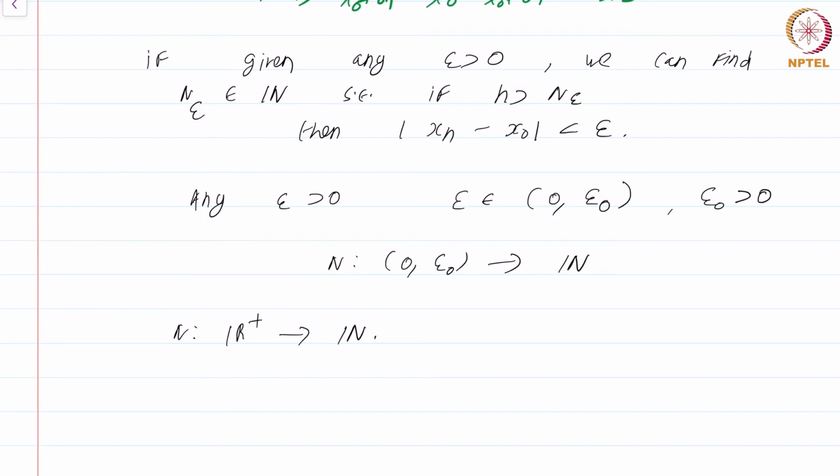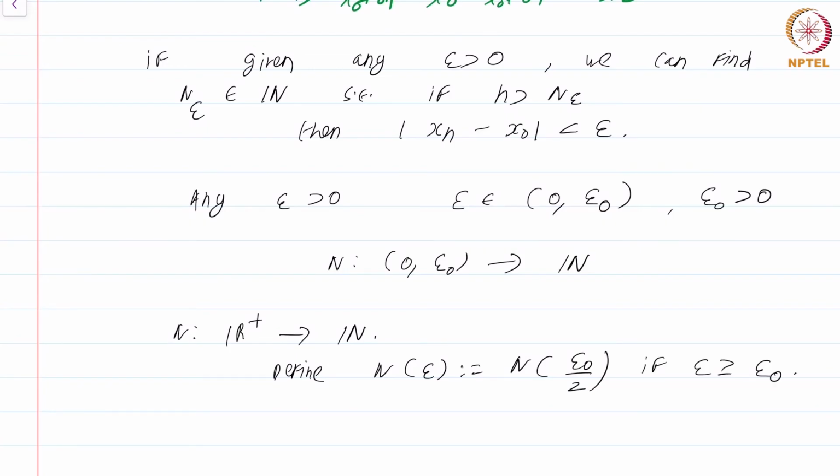I hope you got how to proceed from N from (0, epsilon naught) to the natural numbers, all the way from N from R plus to N. Well, all you do is define N of epsilon to be N of epsilon naught by 2 if epsilon is greater than or equal to epsilon naught. Just define this function.